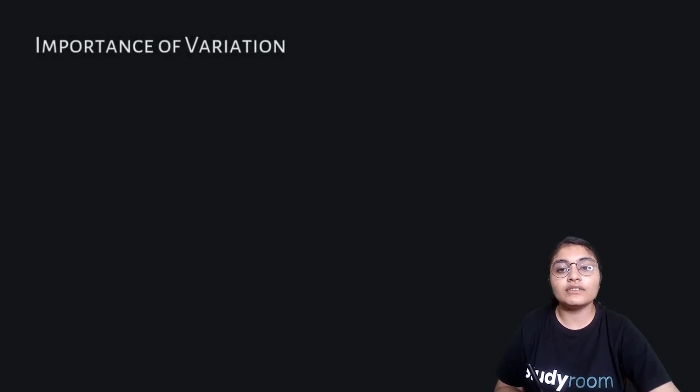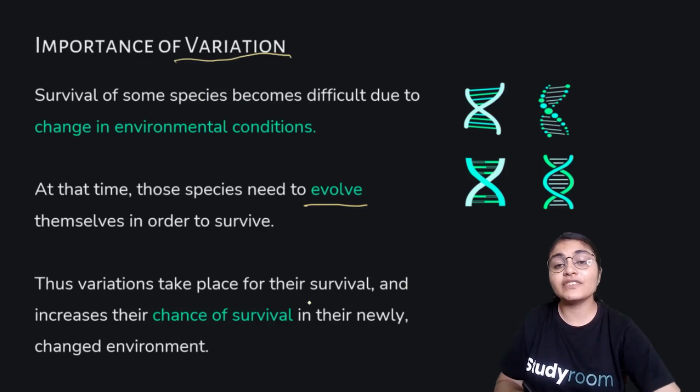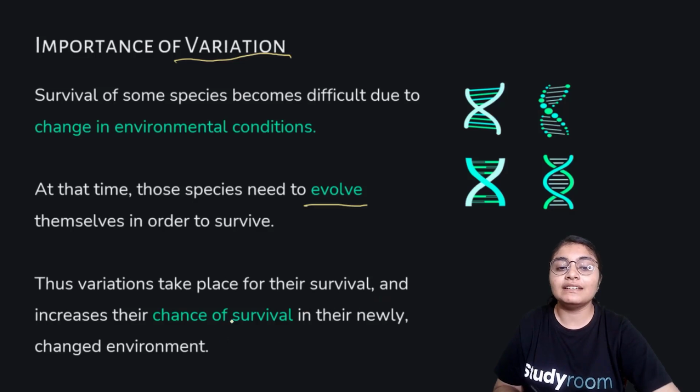And what is the importance of this variation? As we studied, variation is a very important factor, and variations occur during the process of DNA replication. Now, what is the importance of this whole mechanism of variation? The survival of some species becomes difficult due to changes in environmental conditions. At that time, those species need to evolve themselves in order to survive. And the process of evolution results from a very important thing, that is variation. Thus, variation takes place for their survival and increases their chance of survival in this newly changed environment.